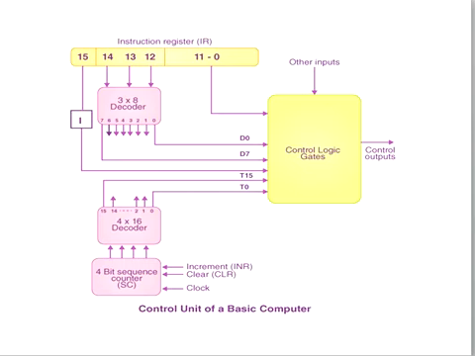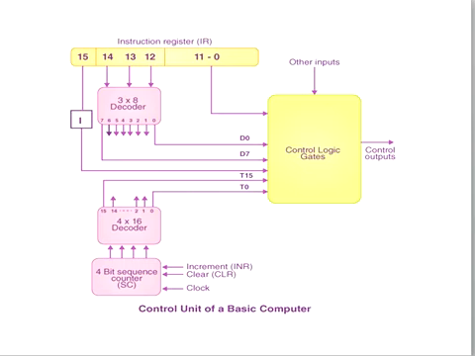Now we have a sequence counter. The size of the sequence counter is 4 bits. A 4-bit sequence counter means it produces 16 timing signals, that means 2 power 4, 16 timing signals, 0 to 15. For that purpose we are using a decoder. The 4-bit sequence counter is decoded with a decoder, so we get all the combinations. The decoder accepts 4 inputs and produces 2 power 4 outputs, that is 16 outputs.